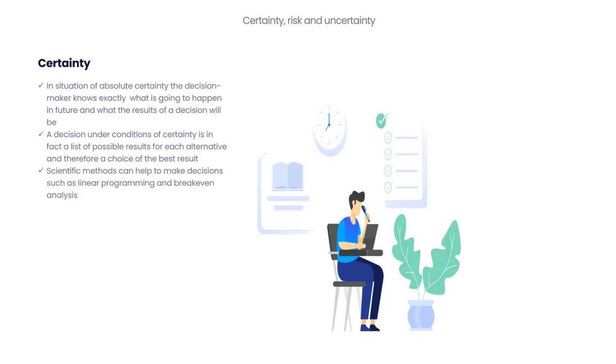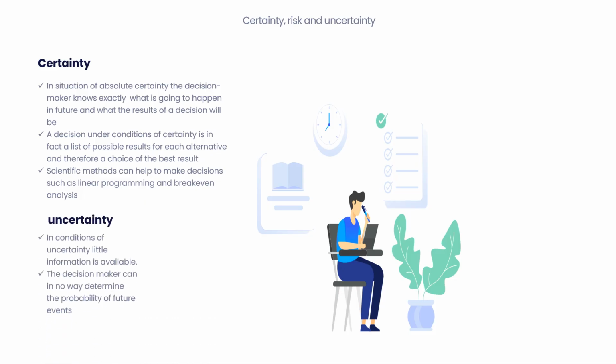Scientific methods can help to make decisions such as linear programming and break-even analysis. So we'll see this type of method. As I said, in a programmed decision, there are scientific methods which can help us to sort out those situations. Uncertainty. In conditions of uncertainty, little information is available.